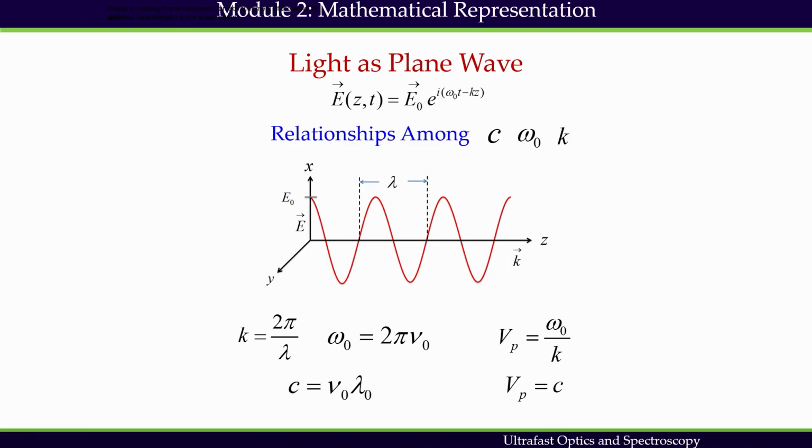On the other hand, omega naught is the angular frequency of the plane wave, which is related to the optical frequency nu naught. The constant phase front of the wave propagates with a velocity called phase velocity, which is given by omega naught by k. We get this phase velocity, to remind you, from the first derivative. We take the first derivative of the phase, and then we make it 0, which means phase velocity represents the velocity of the constant phase front.